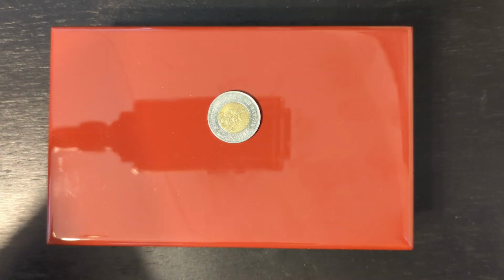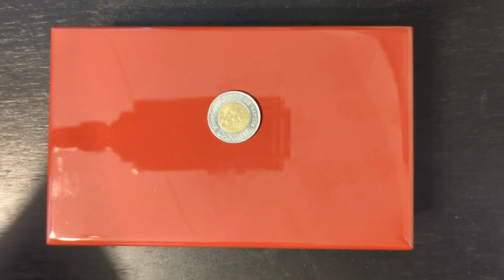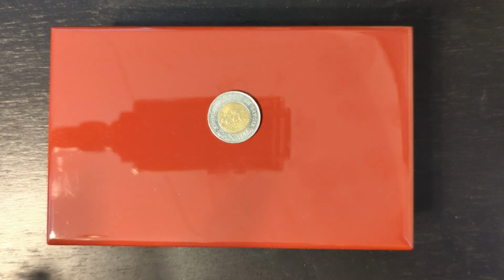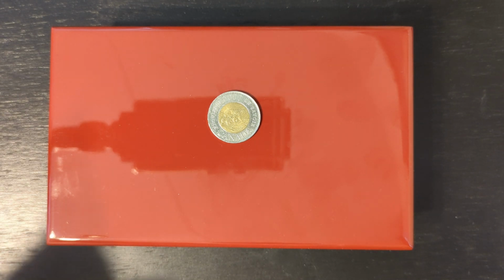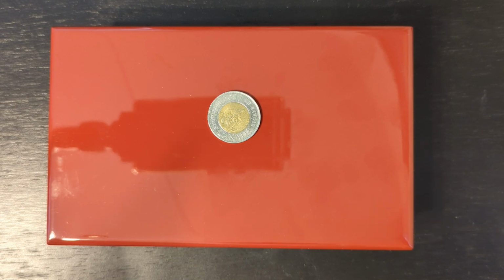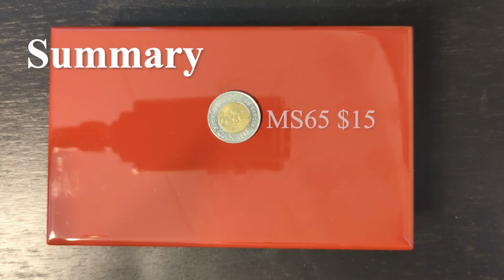The die chip Pedestal O is relatively uncommon, which makes it a desirable variety for error coin collectors to look for. The value of this coin depends on the prominence of the die chip and the overall condition of the coin. Coins with more pronounced die chips and those in better condition, for example, uncirculated or mint state, are generally more valuable. Collectors may pay a premium for this variety due to its uniqueness and the interest in error coins.